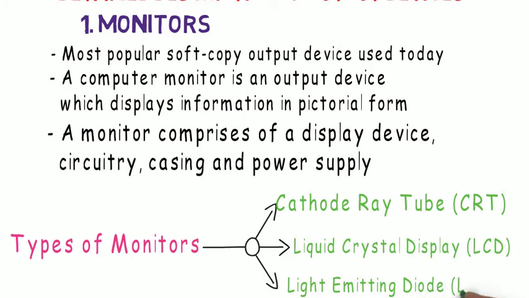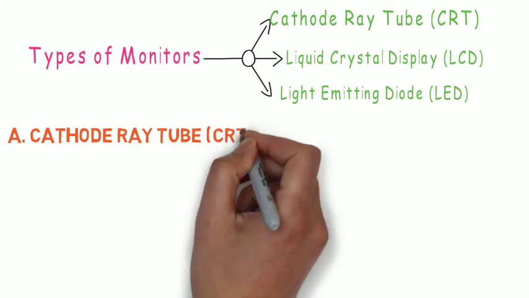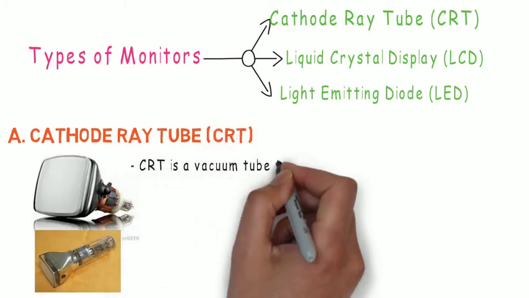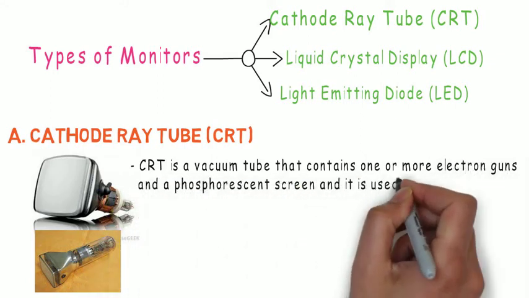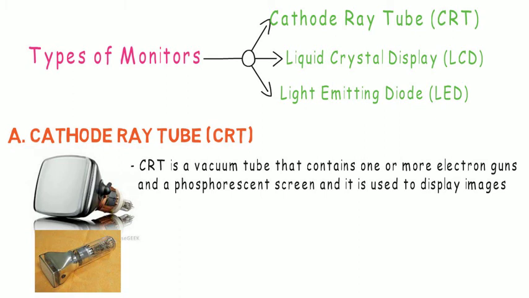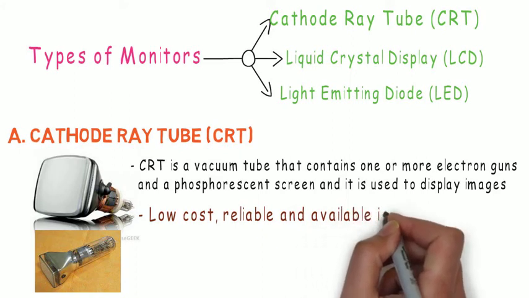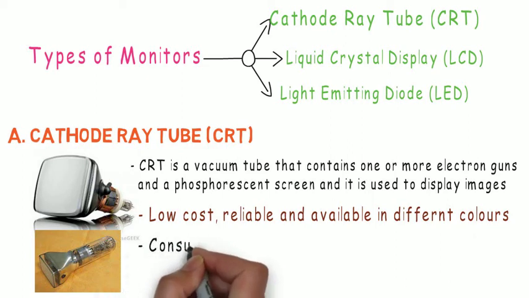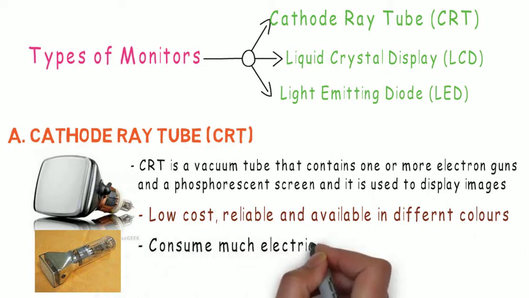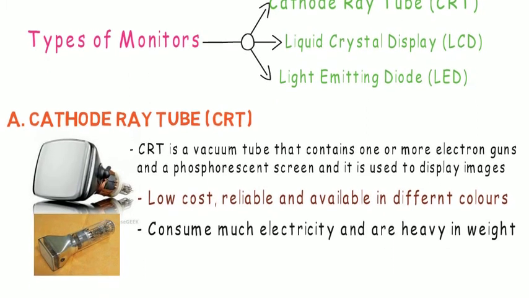A. Cathode ray tube. As you can see, a cathode ray tube is a vacuum tube that contains one or more electron guns and a phosphorescent screen, and it is used to display images. Cathode ray tube monitors are low cost, reliable, and are available in different colors. Also, cathode ray tubes consume much electricity and are heavy.